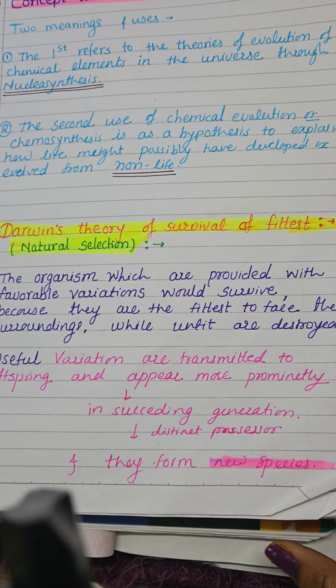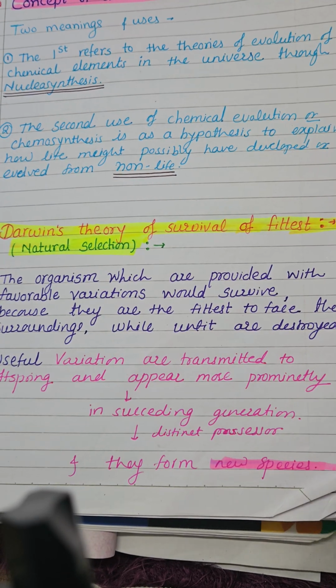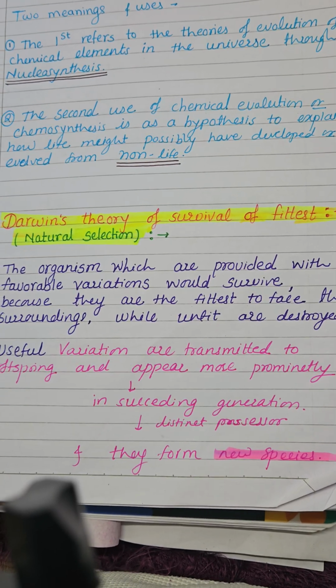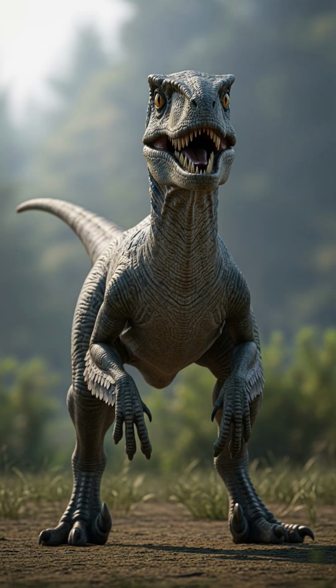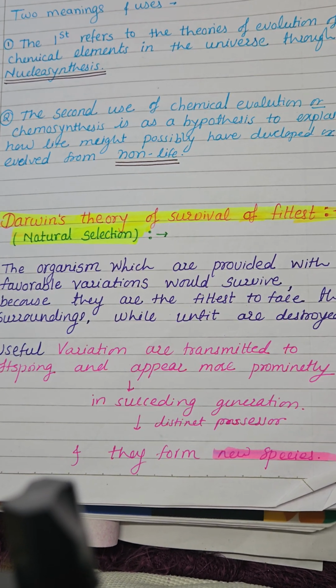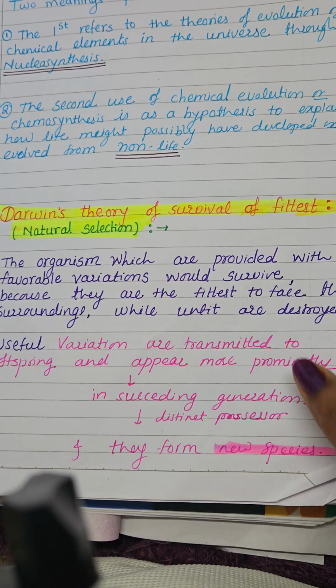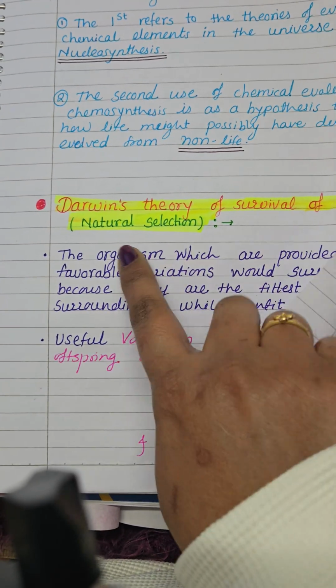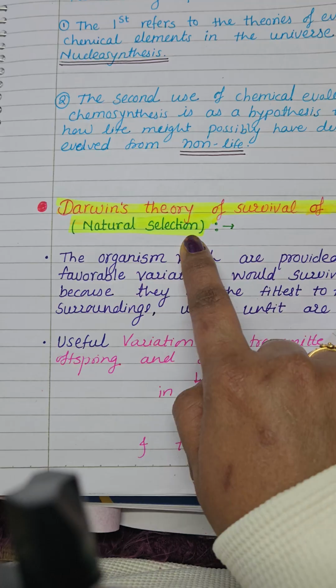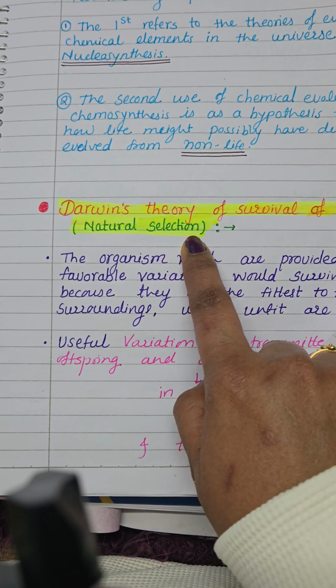Do you know, student, why some organisms survive while others disappear forever, like dinosaurs? Is nature very cruel or is nature very intelligent? The widely accepted theory is Darwin's theory. Darwin's theory is called natural selection. This theory was proposed by Charles Darwin.